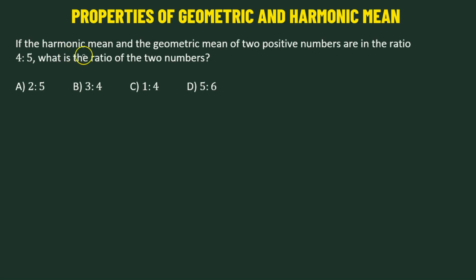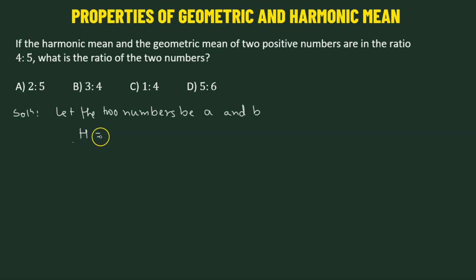So here in this problem, it's given that the harmonic mean and the geometric mean of two positive numbers are in the ratio 4:5. We need to find out what's the ratio of the two numbers. So let us begin. Here we'll begin by first considering that the two numbers be A and B.